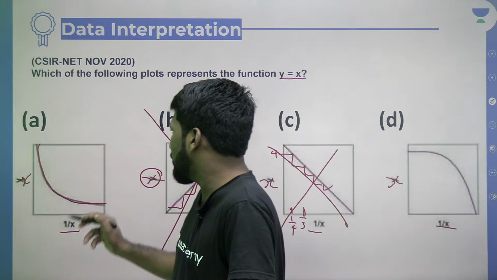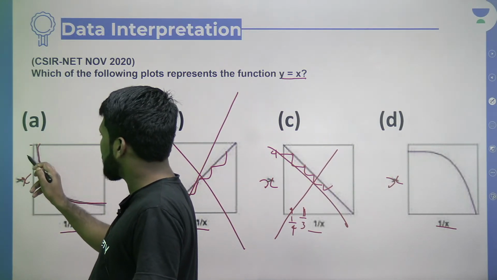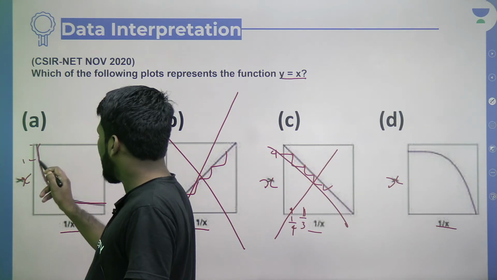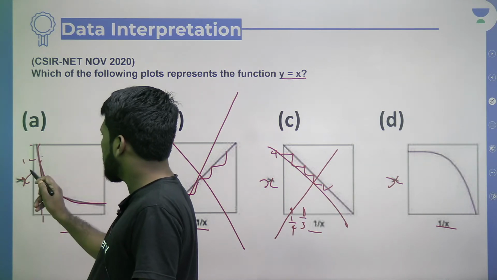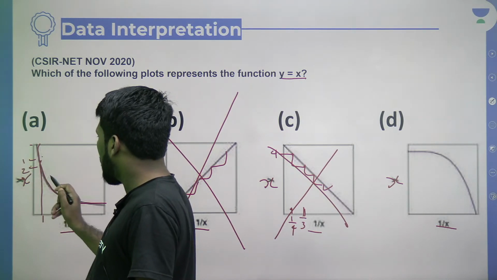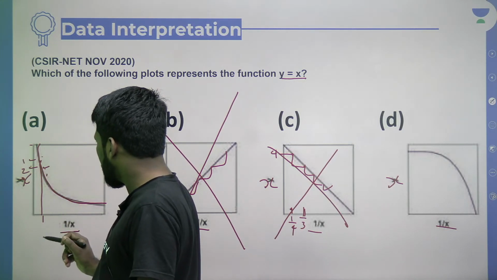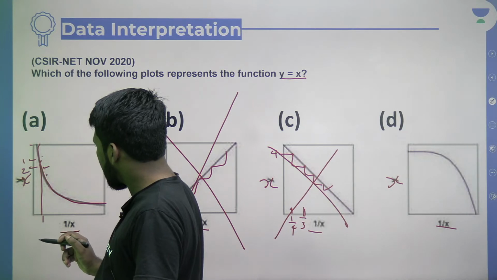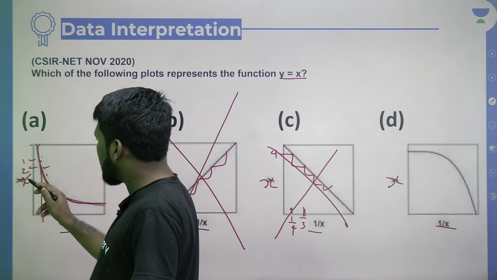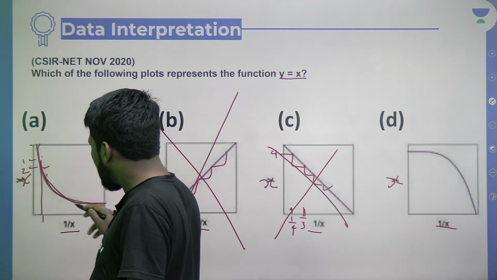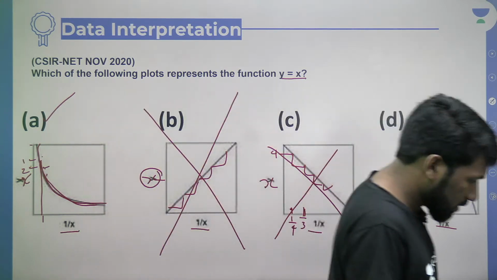How can you put dummy values? If you start from here at 1, then 1 by x will be 1 itself. Say this is 1. If this is 2, 1 by x will be 1 by 2, and at 3 it will be 1 by 3 and so on. So that is making total sense. So option A is the correct answer. Is this clear or not? Please mention.